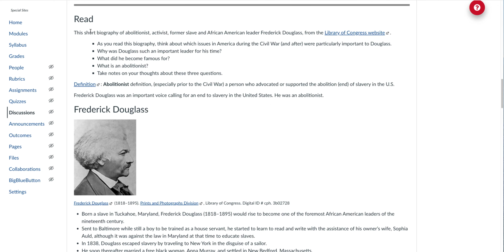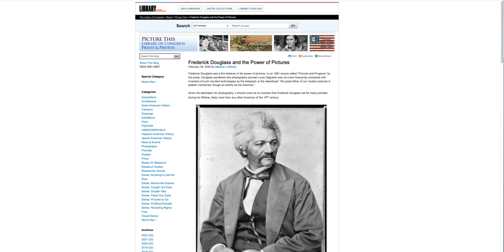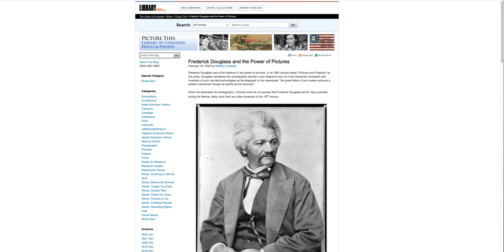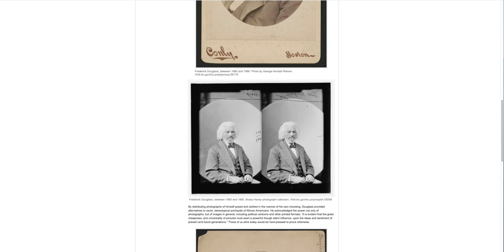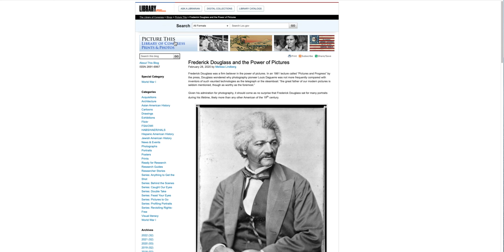So, first thing, read the bio. Second thing, read the blog post. You guys can click on this link. It'll take you right to the blog post. Here is the blog post, Frederick Douglass and the Power of Pictures. And you can see there's a lot of pictures, but it's very, very short. So don't worry about that. It won't take you that much time.